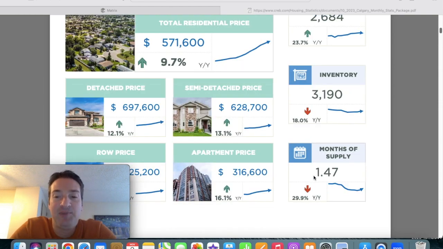And the months of supply, 1.47 months. Again, what this means, if nobody could sell a property or list a property, it would take 1.47 months to sell the remaining inventory on the market. This is still exceptionally good if you're a seller. If more balanced conditions would be like 3-4 months, I would say.